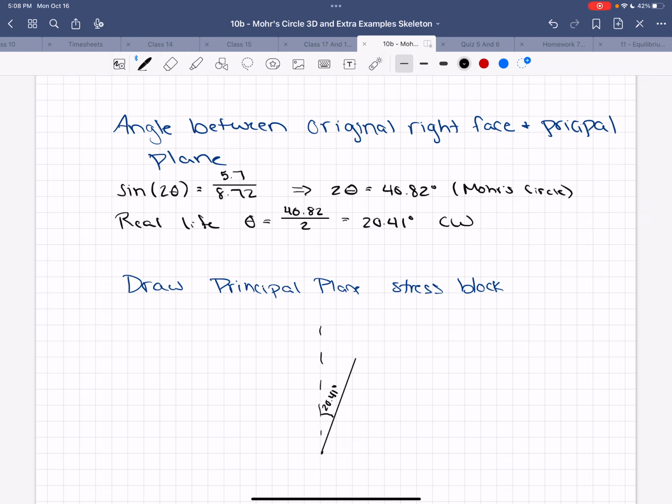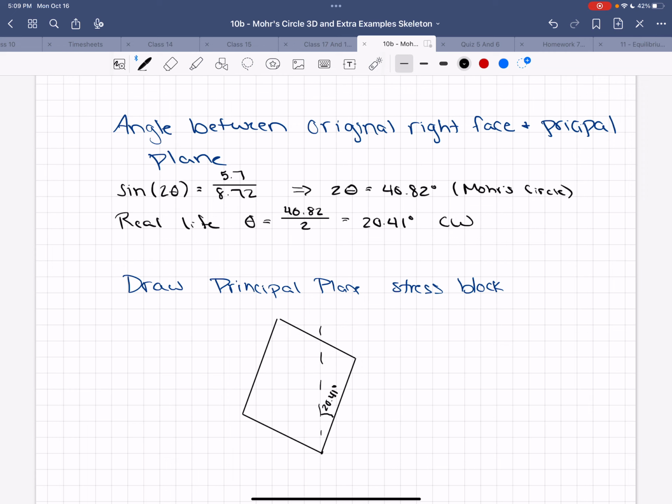I'm choking because I hate drawing squares at an angle so much. Okay, but I'll try. Something like that. We'll go for it. Just going for it. And then we connect them. It's a little off, a bit more of a diamond. It'll be okay. This is the principal plane, so there are no shear stresses on it.